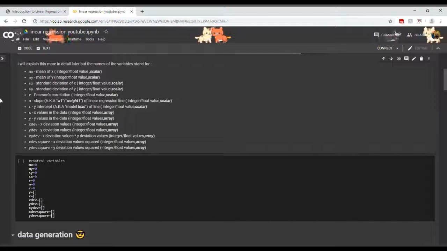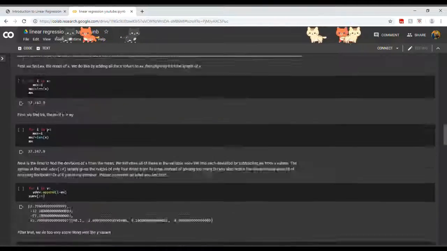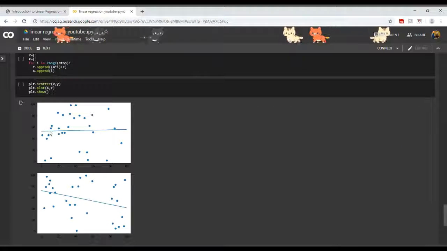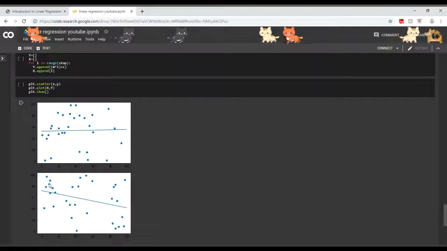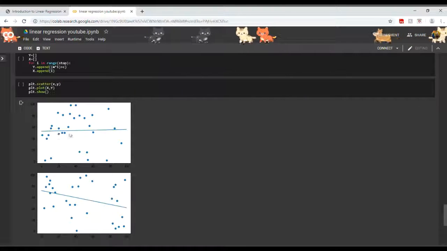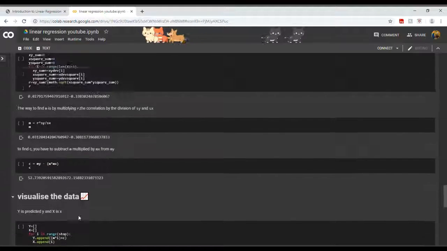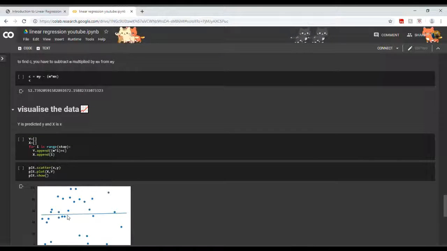Pearson's correlation. That's R right here. That's basically like, is it negative? Is it positive? I mean, should the line of the graph be negative or positive? This is negative. This is positive, unless I'm actually blind. Yeah, this seems like positive. This is negative.